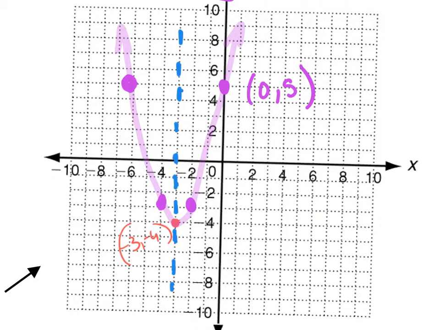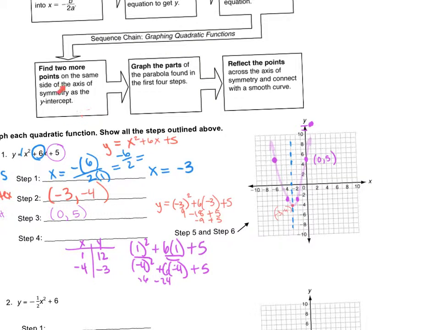So you can just put it opposite. The way that they have the steps here, find 2 more points, graph the parts, reflect the points, these are just guidelines. If you understand it, what you really need to do is, number 1, find the axis of symmetry. That's the most important part. Because once you have the axis of symmetry, you know the x value of your vertex to plug in to get the y value. Once you have the axis of symmetry and the vertex, if you have the y-intercept, you can reflect it to the other side of the axis of symmetry. And if you find one more point, you can reflect it to the other side.